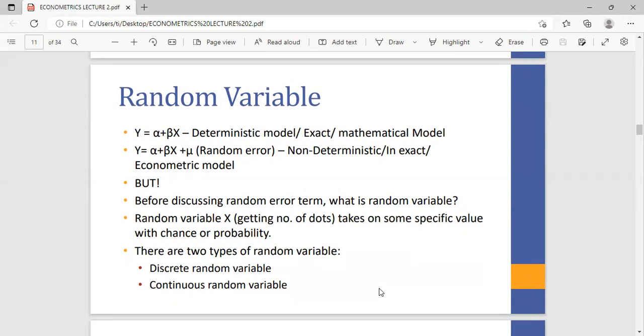So when we play or throw a dice, there are dots: 1 dot, 2 dots, 3 dots, 4 dots, 5 dots, 6 dots. So this random variable, let's say, is nothing but getting the number of dots, and it takes on some specific value with some chance or probability. So a random variable takes on some specific value with some probability. This is the meaning of a random variable. There are two types of random variable: discrete random variable and continuous random variable.